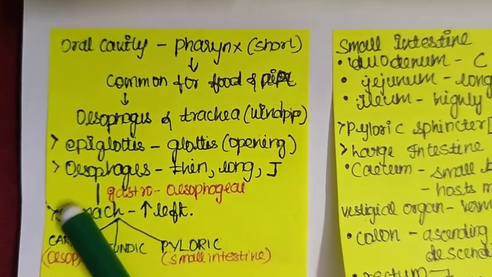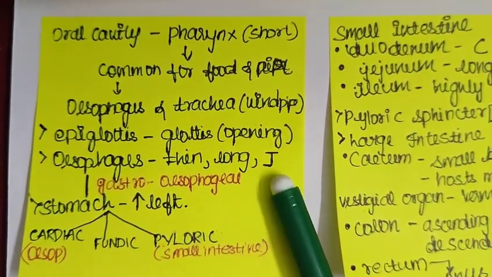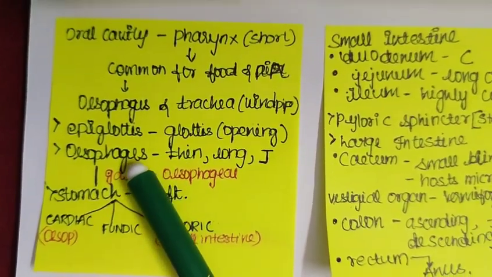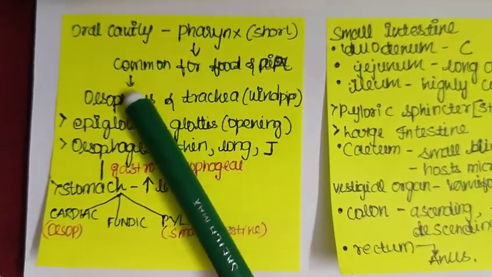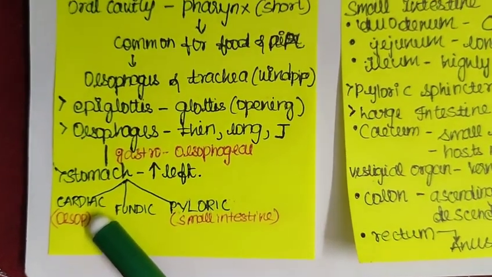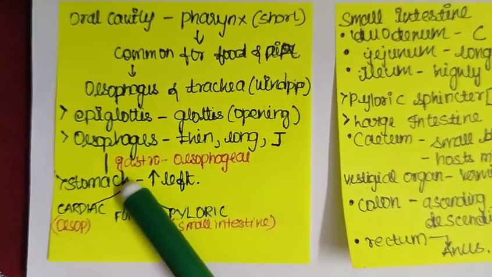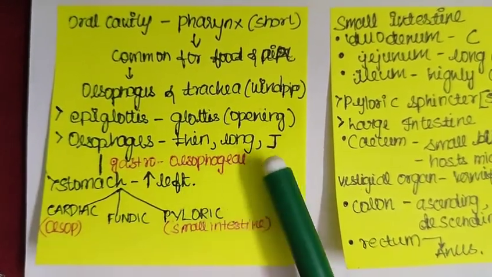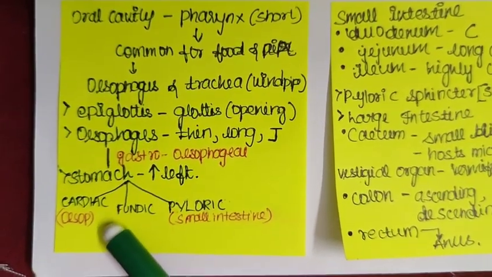Now talking about the esophagus. Esophagus is a thin, long and J-shaped tube, which will open into the stomach. We have seen that from the pharynx it goes to the esophagus, and now from the esophagus it will go to the stomach. Who is guarding this process? It is called the gastroesophageal sphincter. It will guard the process of the esophagus opening into the stomach.